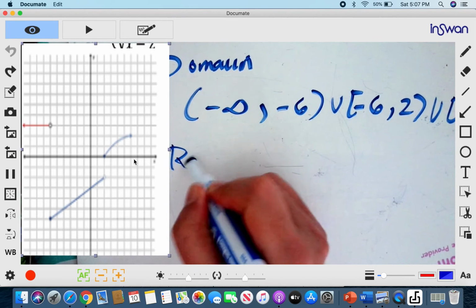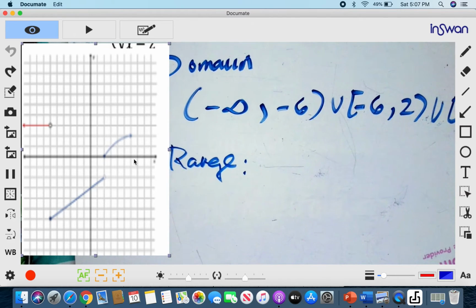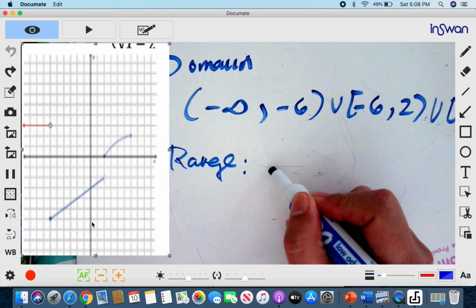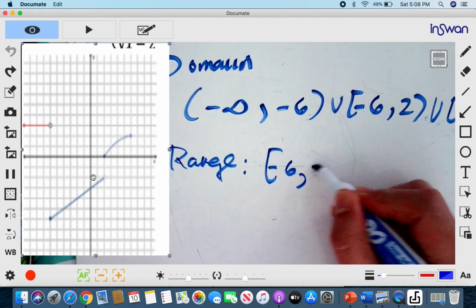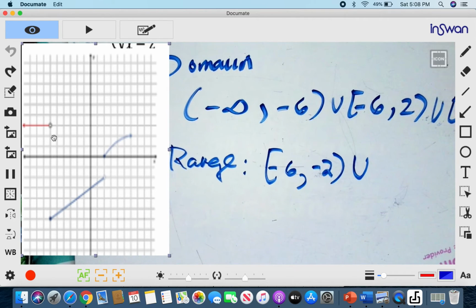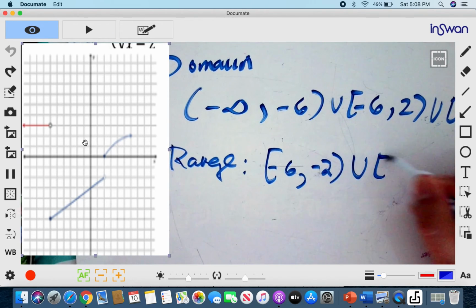Remember, range is when you're looking at your graph vertically starting at the bottom piece. So at the bottom piece, there's a dot here and there's a hole here starting with this number. So 1, 2, 3, 4, 5, 6. So that's negative 6 since it's going downside, and I'm going to make use of a bracket. And it ends with negative 2 and there's a hole, so I'm going to make use of a parenthesis, union. Now, this piece is separated from this piece, so we need to find the range here, starting with 0, and there's a dot here, ending with 2. So union 0 to 2.